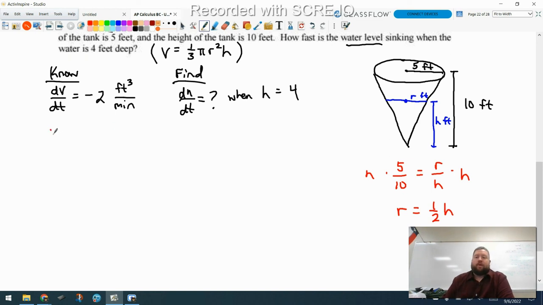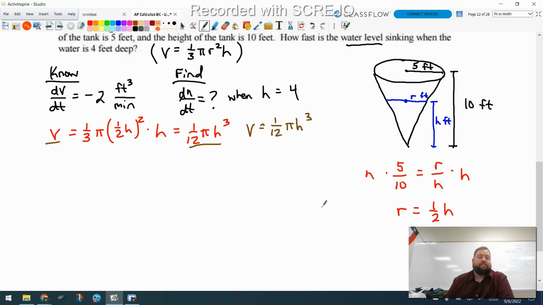Okay, so I'm going to rewrite my volume equation. V equals 1/3 pi times (1/2 h) squared times h. Okay, do a little simplifying here. 1/2 squared is 1/4, times 1/3 is 1/12 pi. That's h squared multiplied by another h is h cubed. All right, so now we have a formula in terms of V and h only, and that's what we wanted. All right, so now we can take the derivative. Okay, I think I might write it one more time. V equals 1/12 pi h cubed.